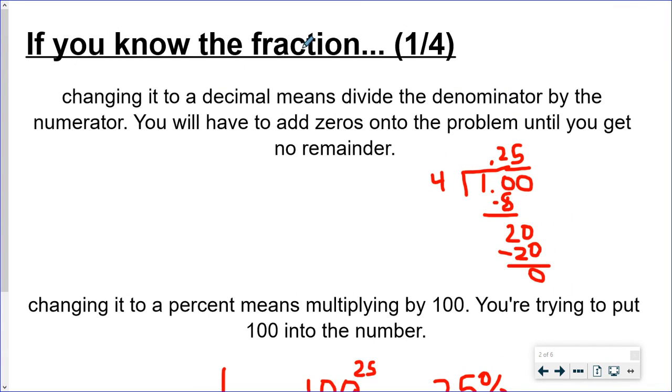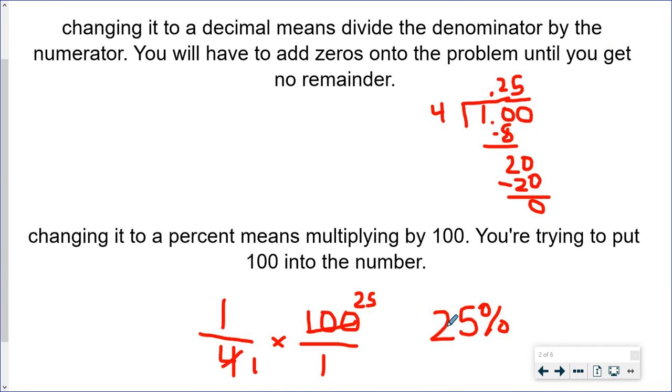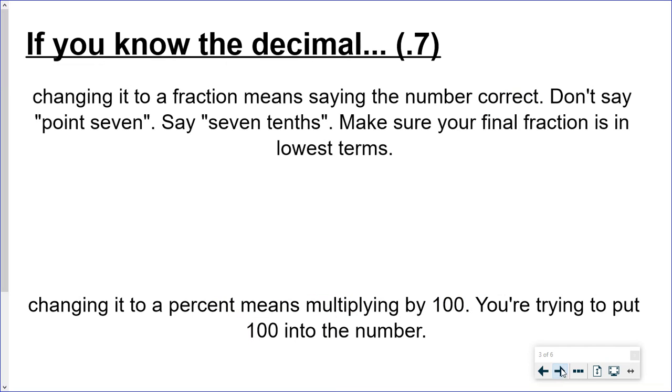So if you know the fraction, changing it to a decimal means dividing 1 divided by 4. Or if you want to change it to a percentage, that means multiply by 100, okay, which would get you to 25%. What about if you know the decimal? Let's say, for example, my decimal number is 0.7, okay?